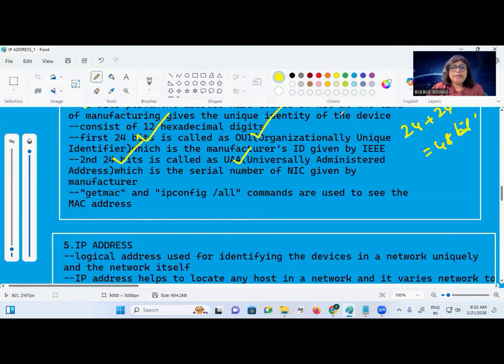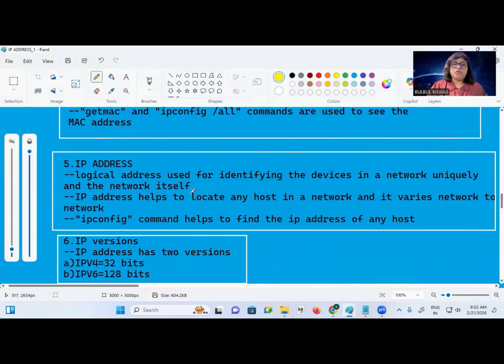Now it's good, the device has the physical address. Now the device says, I want to be a member of a team. At that moment, we need the address called the IP address. And it is of course logical, as I just told you, because it varies from network to network. Whenever a device is in a network, it must have an IP address for identification. If the device does not have an IP address, you cannot access the device in a network. So the IP address helps to locate any host in a network.